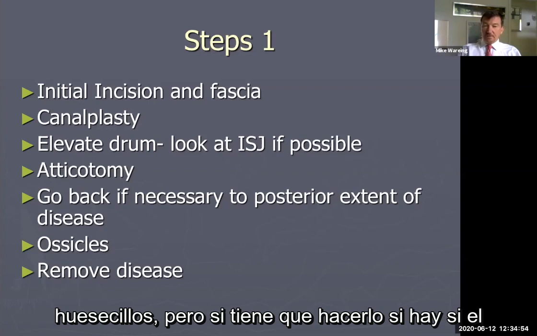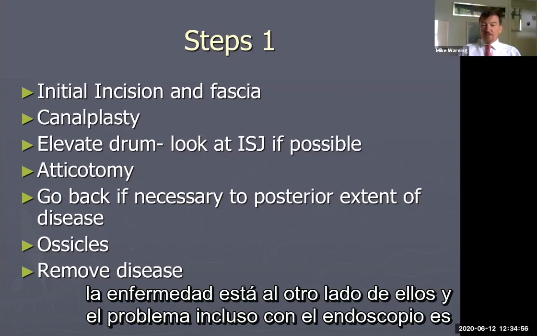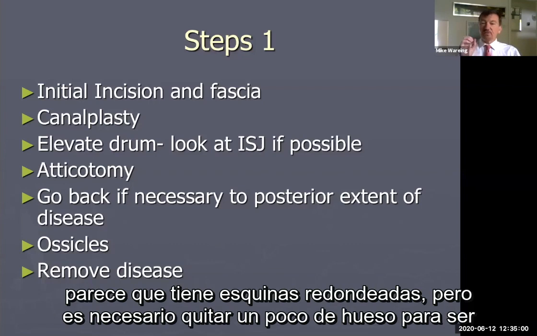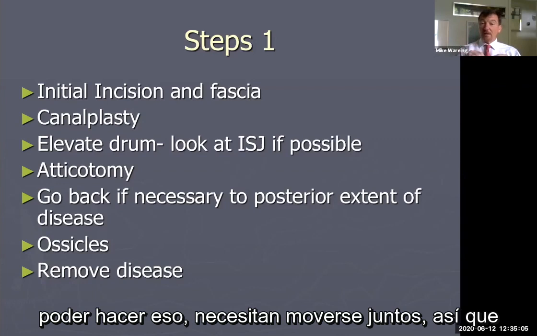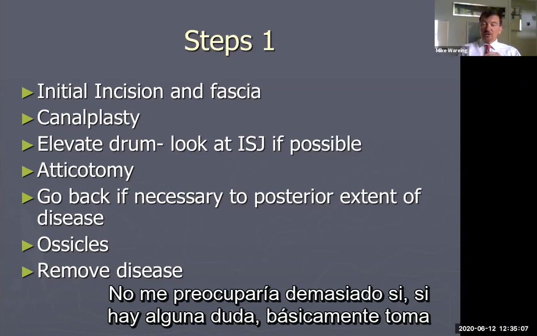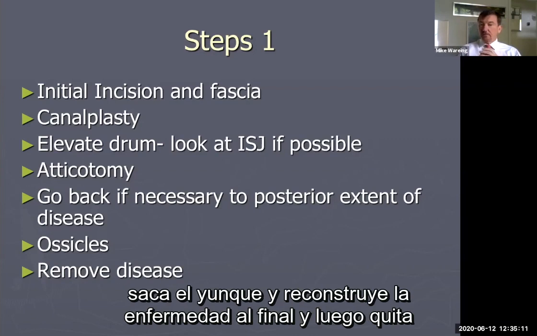But if you have to, if the disease is on the other side of them, and the problem even with the endoscope is it can sort of see around corners, but you need to remove quite a lot of bone to be able to do that, and you need to be able to get around there to get it out. So I wouldn't worry too much. If there's any doubt, then basically take the incus out and reconstruct at the end, and then you remove the disease.